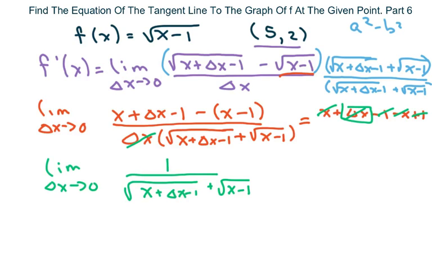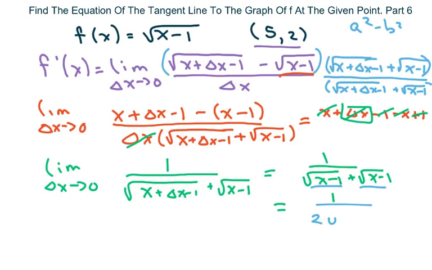So what we're going to get here when you plug in the 0, it's going to be 1 over the square root of x minus 1 plus the square root of x minus 1, which equals, there's 2 of these. So it's 1 over 2 times the square root of x minus 1.